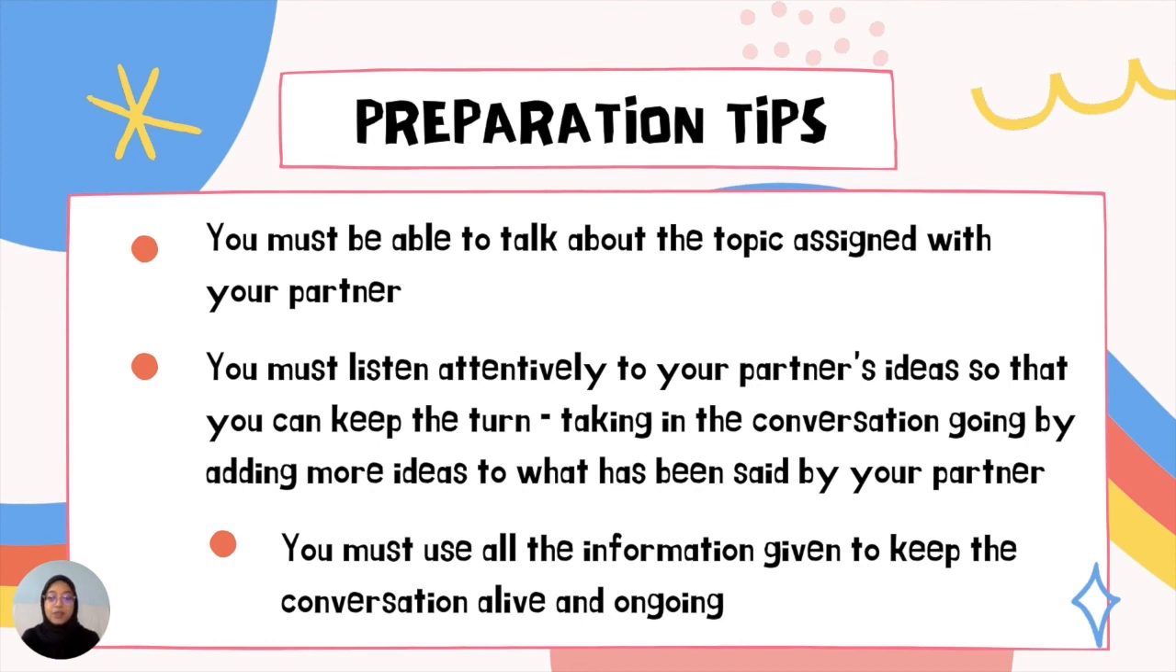Alright, let's revise what we have learned so far. In part 3, the discussion, you must be able to talk about the topic assigned with your partner. You must listen attentively to your partner's ideas so that you can keep the turn-taking in the conversation going by adding more ideas to what has been said by your partner. You must use all the information given to keep the conversation alive and ongoing.